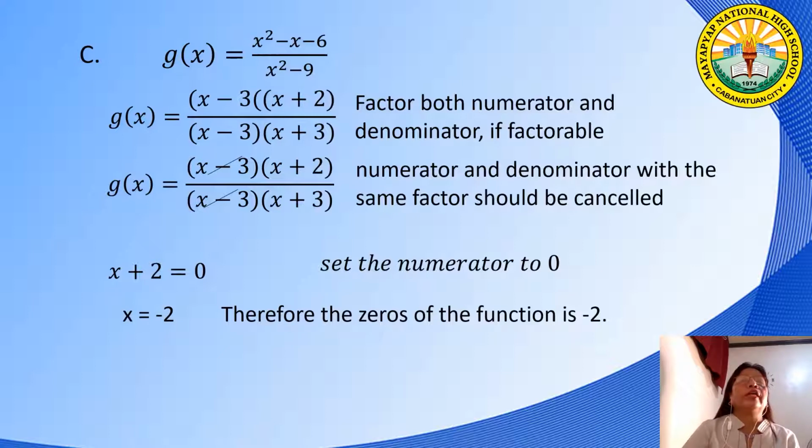Then, solve for x by applying the addition property of equality. You add negative 2 on both sides, and then you cancel positive 2 plus negative 2 becomes 0. Then we have 0 minus 2. Therefore, x equals negative 2. So, therefore, the zero of the function in that example is negative 2.